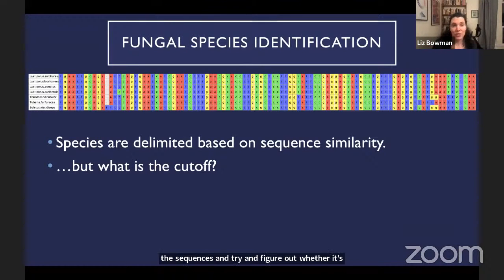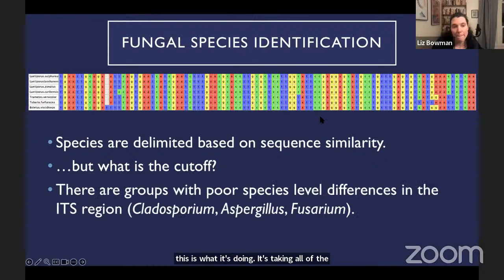Another thing that you can do is you can just take your sequence that you get and put it into NCBI, which is an online database of sequences, and then you do what's called blasting it, where it compares it to all the other sequences in the entire database, and it will tell you what the closest ones are to it. So you can just quickly find out what species it is. But this is what it's doing. It's taking all of the sequences it has and it's comparing them.